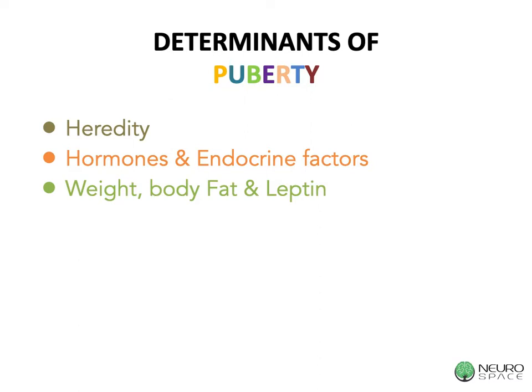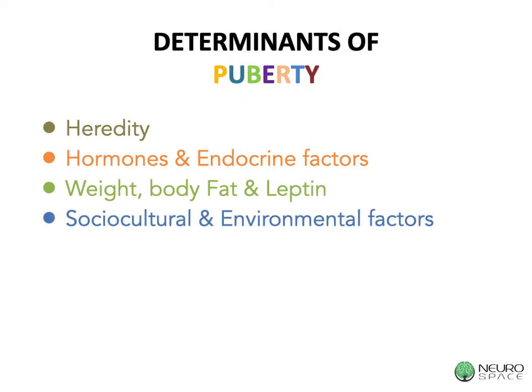Leptin is a protein created by the fat cells and again helps in the regulation, the changes, and the final appearance that will be seen as a result of the pubertal changes. You have socio-cultural and environmental factors which play a very important role in the onset of puberty as well as the course of puberty.